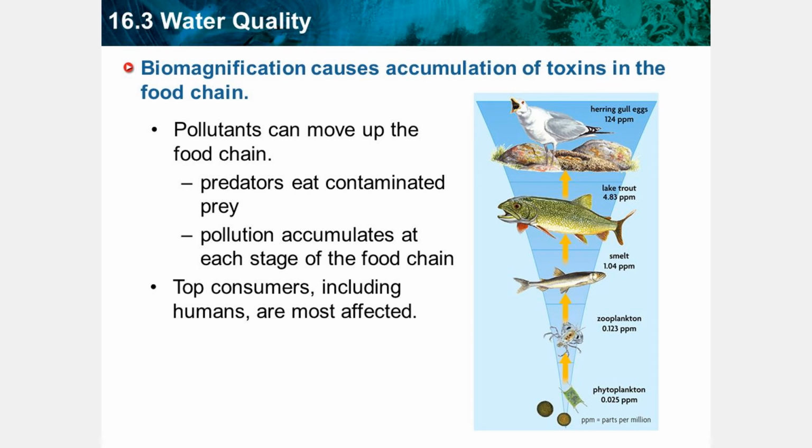Another point: biomagnification causes accumulation of toxins in the food chain. Pollutants can move up the food chain. Predators eat contaminated prey. Pollution accumulates at each stage of the food chain, and top consumers including humans are affected. See the diagram here, it is given clearly again.